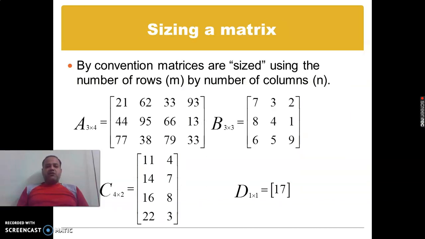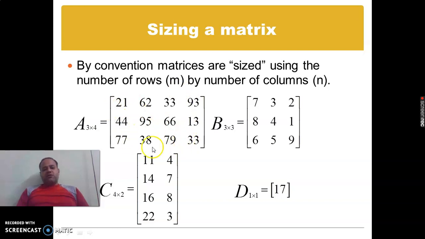This is the sizing of matrices. By convention, the size of a matrix is the number of rows m by the number of columns n. So here we see that there are four matrices. The first matrix is A of order 3 by 4, and the other matrix is B, 3 by 3. C is 4 by 2 and D is 1 by 1. So for the first matrix, this 3 denotes the number of rows and this 4 denotes the number of columns.